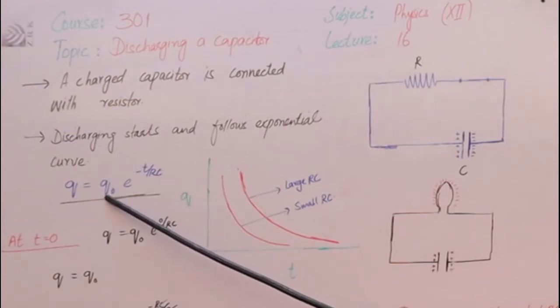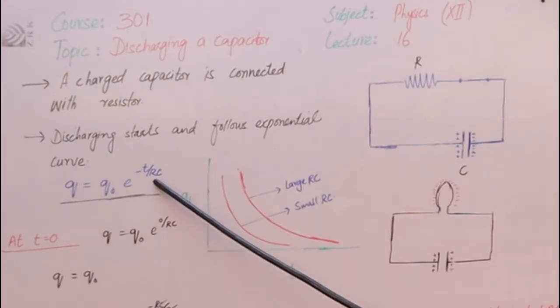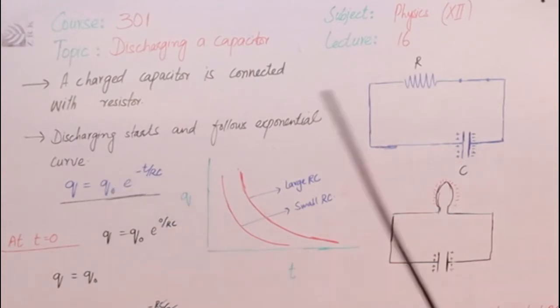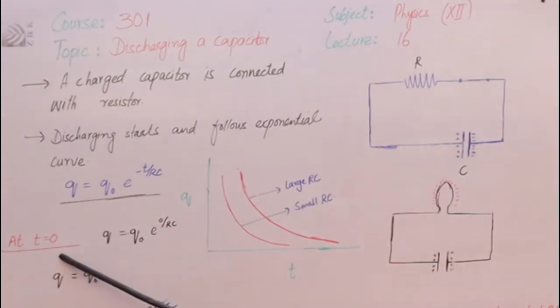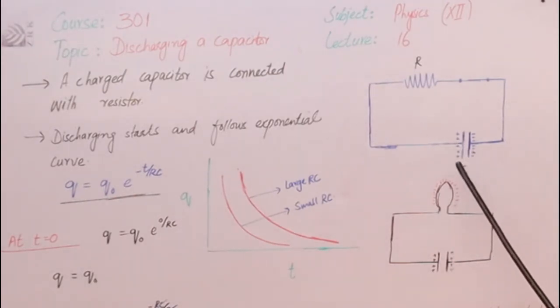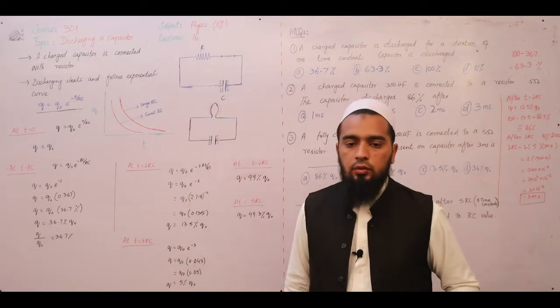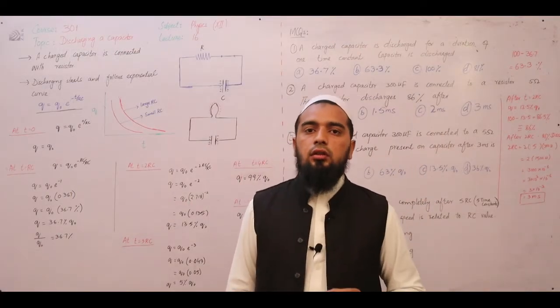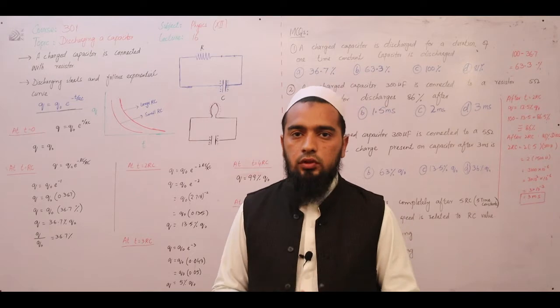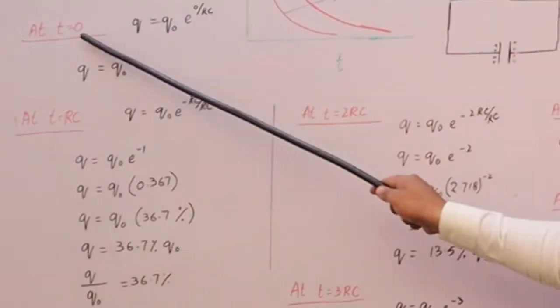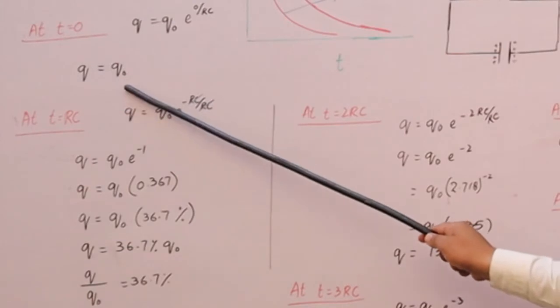It follows this equation: Q equals Q naught e power minus t divided by RC. So t is the time at which we are going to observe the charge on this capacitor at any time. Okay, so if t is equal to 0, then we put it here and we get Q equals Q naught. Now at this time this capacitor is having maximum charge. When we had not connected this capacitor to a resistor, it was completely charged and the charge present on this capacitor was maximum. So that's why at t equal to 0 the charge present on the capacitor is maximum, Q naught.